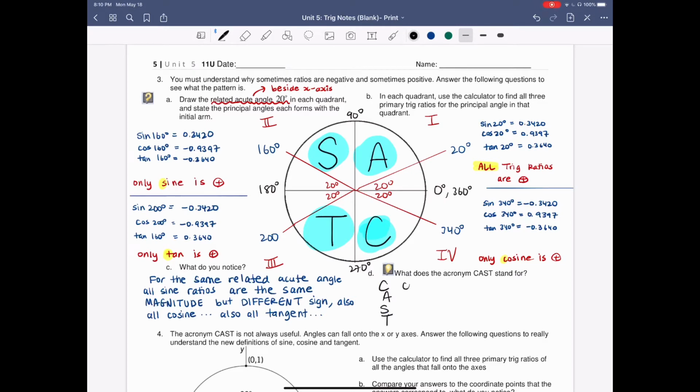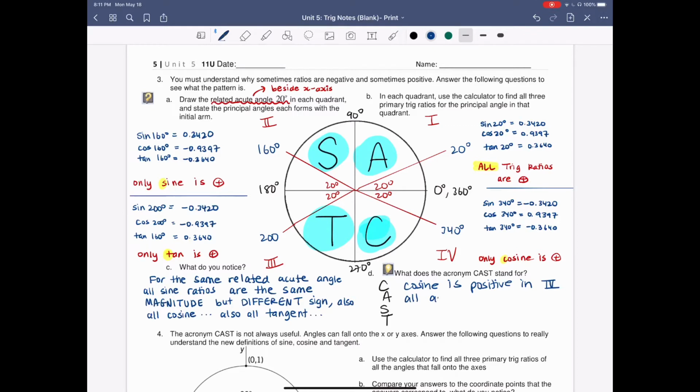Okay, so cosine is positive in quadrant 4. Just keep in mind though, although quadrants go 1, 2, 3, 4, CAST goes C-A-S-T. So it doesn't work perfectly. Just keep that in mind. The quadrants and the CAST flow differently. Okay, so this is CAST and this is the quadrants.